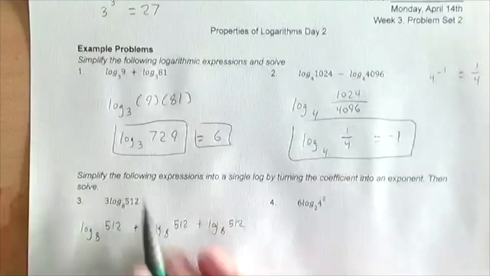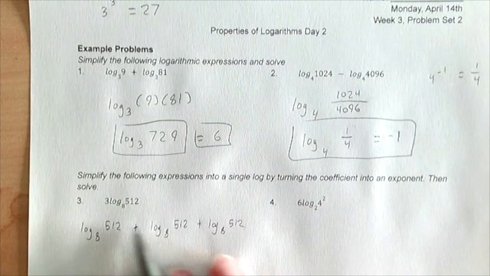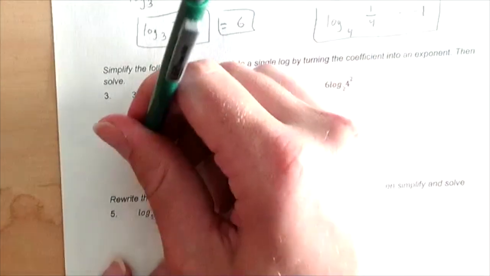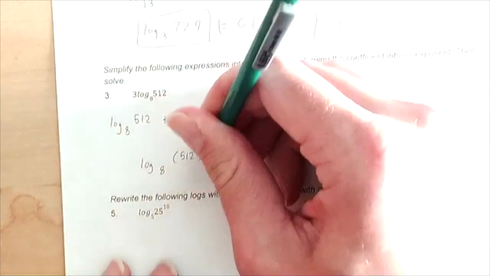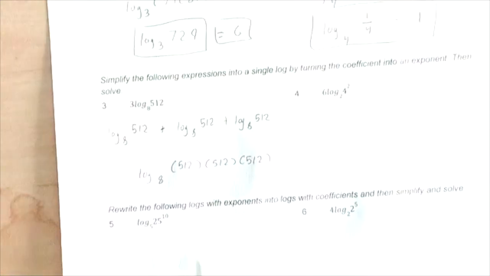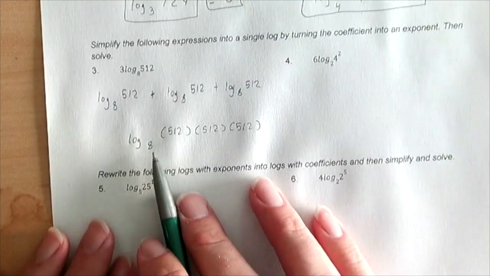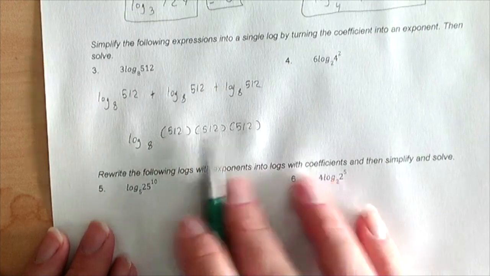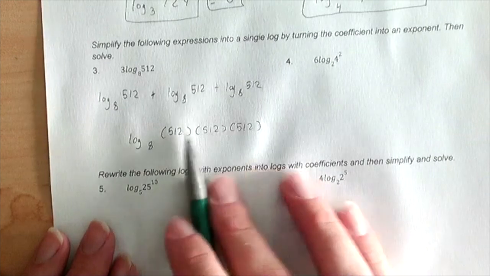And what did we learn from our first rule? If we have the same base, we can multiply the top numbers together. So just because we have 3 doesn't mean that we can't do the exact same thing. And it would be 512 times 512 times 512. Hopefully that makes sense. Now, this is the coolest part. What is 512 times 512 times 512? It's a huge number, but this is 512 cubed, right?